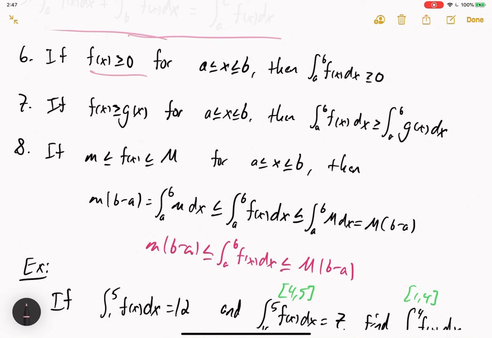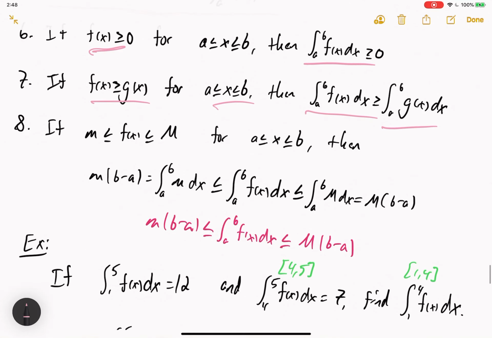But let's just say f of x is greater than or equal to 0 for x between a and b. Then the integral from a to b of f of x dx is greater than or equal to 0. So basically, if f of x is greater than or equal to 0, the thing you're integrating is positive, and you'd expect your area under the curve to also be greater than or equal to 0. Likewise, if you have f of x greater than or equal to g of x over some interval, then the integral over that interval of f should also be greater than or equal to the integral of g of x.